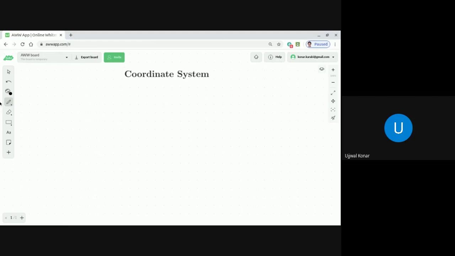Before I proceed further, can you please confirm, someone of you, that you are able to hear me very clearly, able to view the screen properly? Yes, sir. Okay.